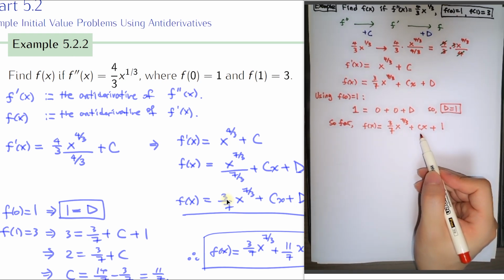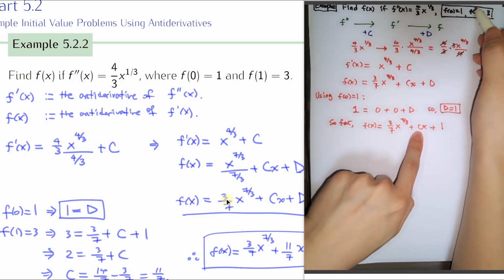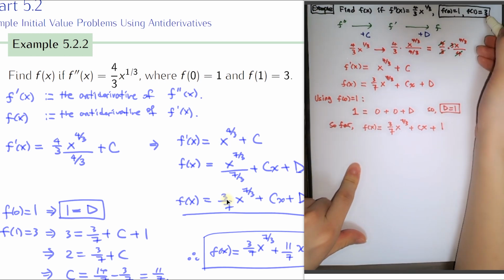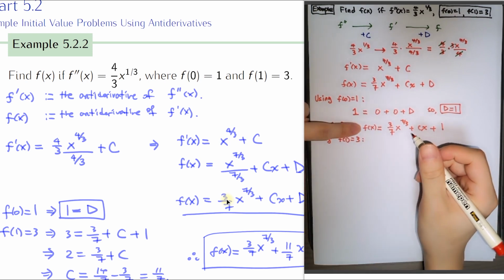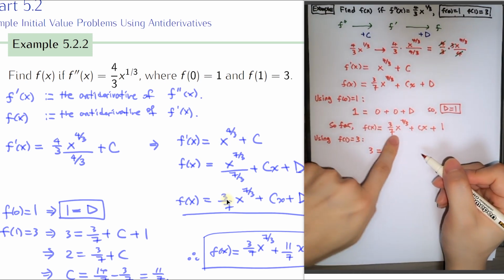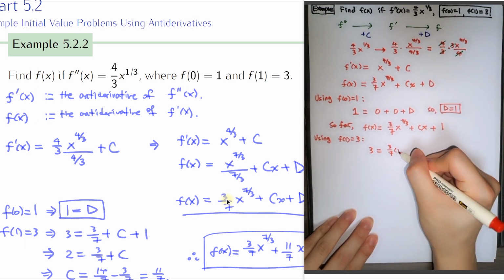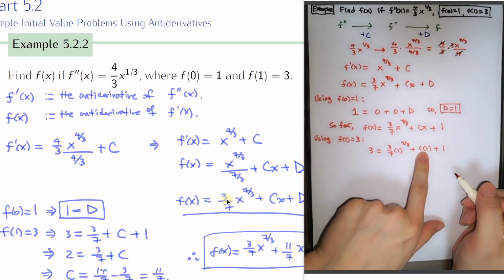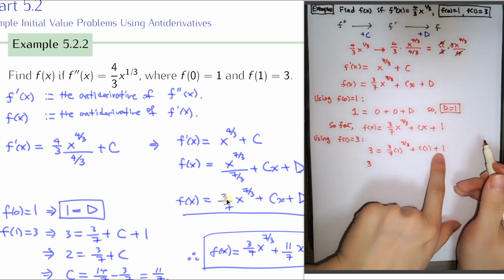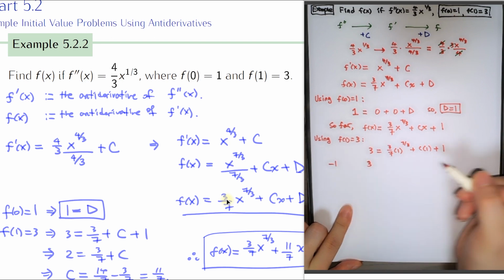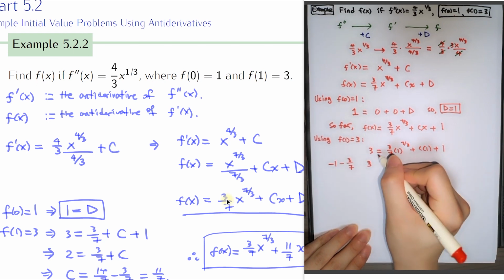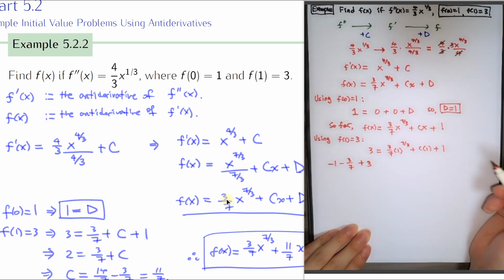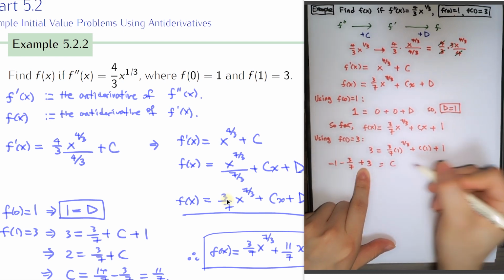Now, in order to find the unknown c, we have to use the last piece of information here. F of 1 equal to 3. That means the y value is equal to 3 here, and then the x value is equal to 1. So the y value is 3, and then the x value is 1 here, 1 here. And then solving for c, we get, move the 1 to the other side becomes negative 1. And then move 3 over 7 to the other side becomes negative 3 over 7. And of course, originally 3 was positive, so let's put a plus sign there. Then this must be equal to c.